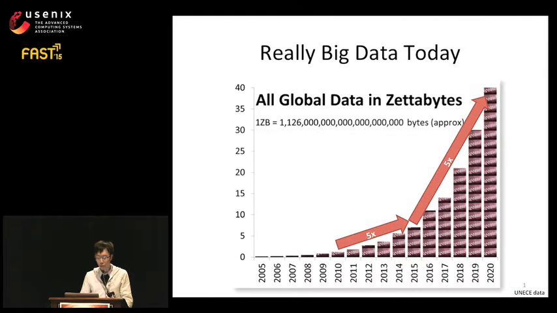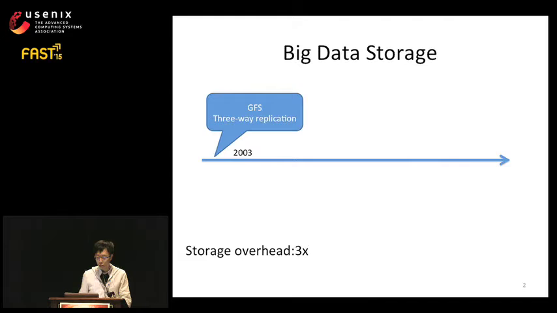Nowadays, global data is growing enormously, and we have seen a data growth rate of 5x to 6x over the past 5 years. This trend will likely continue into 2020, where we are expected to reach 40 zettabytes globally. Looking at the big data stack, 10 years ago when the Google File System was first introduced, three-way replication was the standard method to provide data reliability. However, this scheme ended up with a storage overhead of 3x.